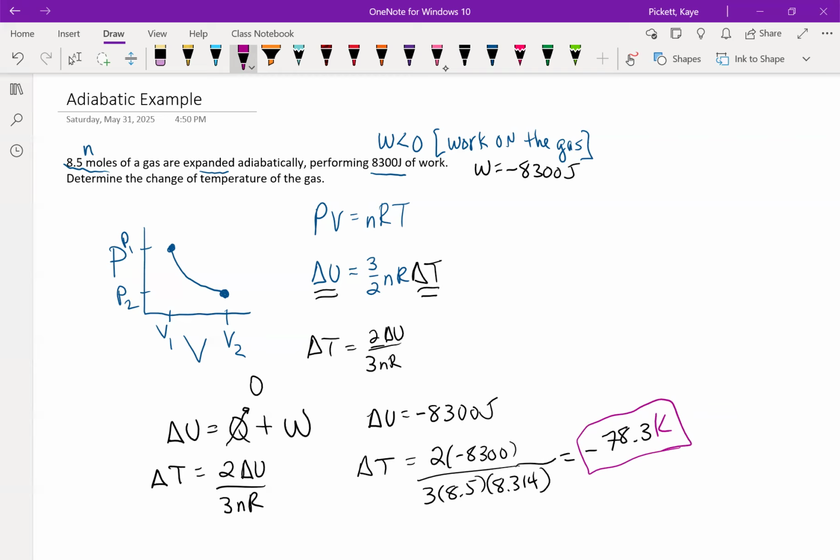Okay, so remember how this works. Our next example will be an isothermal example, and then we'll do another PV diagram example. Just keep working, and remember that we're all in this together.